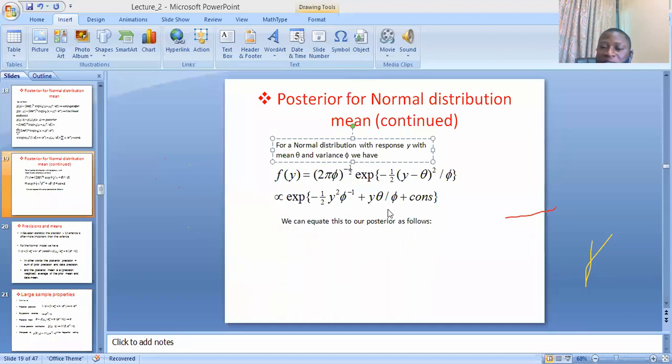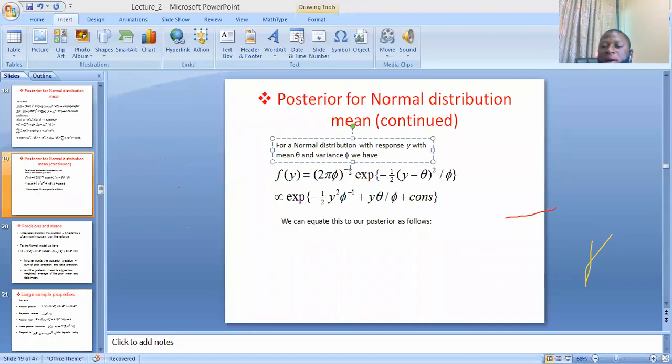Now, once you get this part, what you have to do is relate what you have here with what you have in the previous slide. So if you check in the previous slide, look at the first part here. Where do you have y squared? So you have y squared here. So you go back to the previous equation and check where you have mu squared.